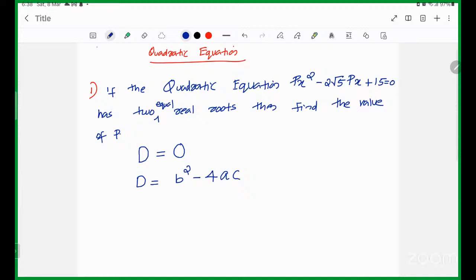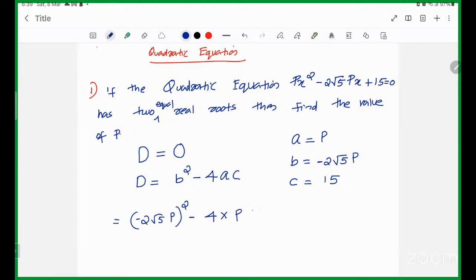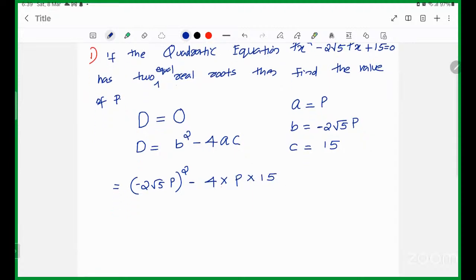So in our equation, the value of a is p, the coefficient of x square. The value of b is the coefficient of x, so minus 2 root 5 p, and c is equal to plus 15. So we have to substitute: b square is minus 2 root 5 p whole square, minus 4 into a is p, c is 15. So b square minus 4ac equal to 0 for real and equal roots.